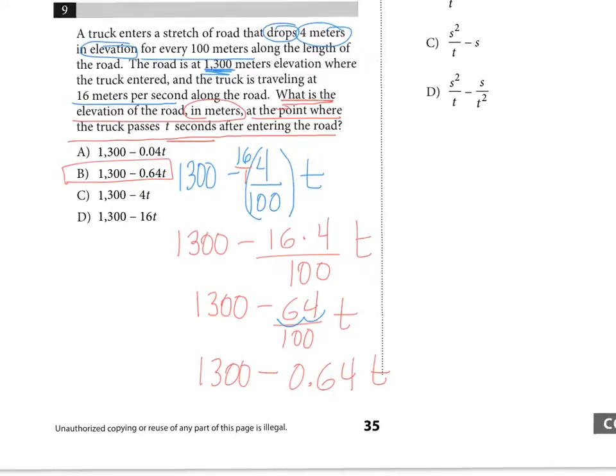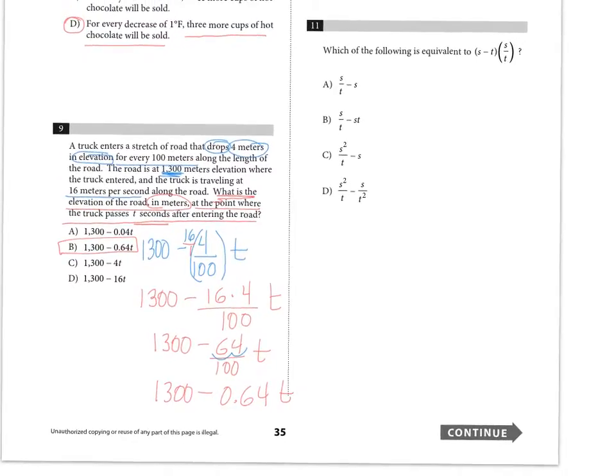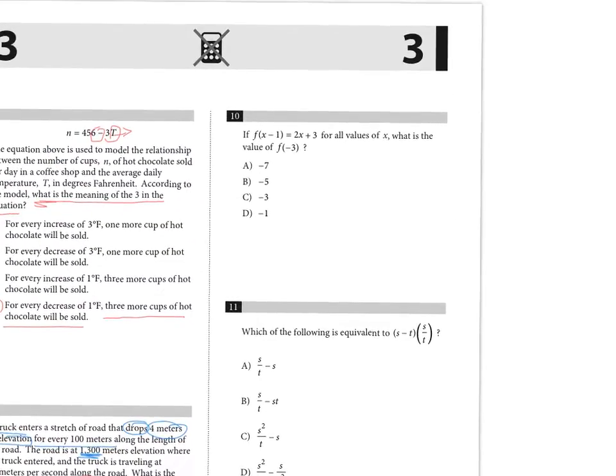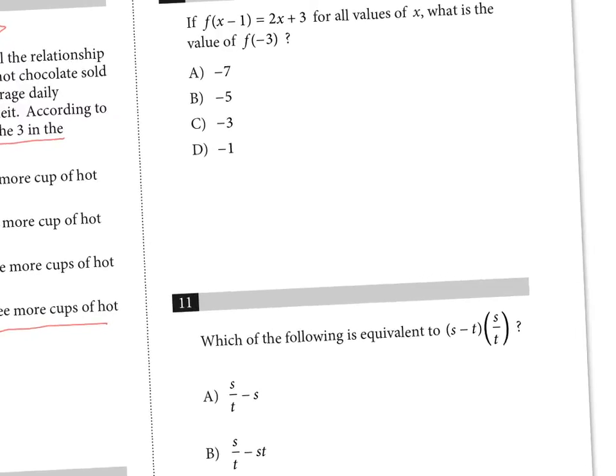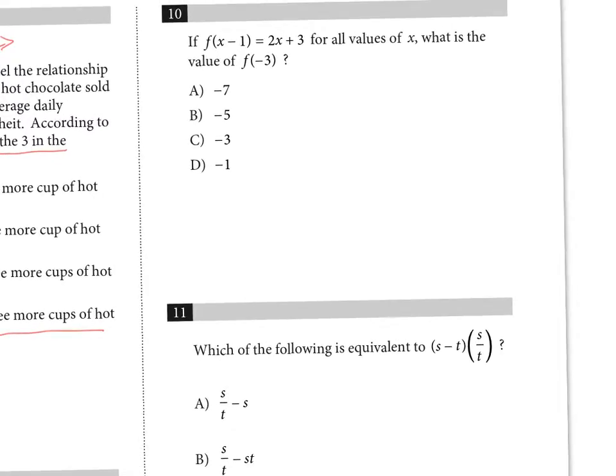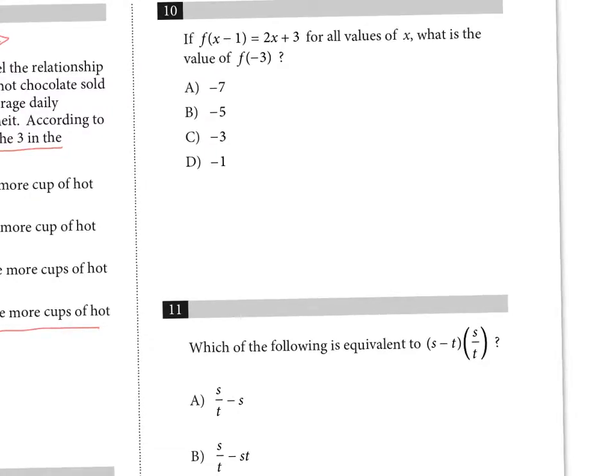And now question number 10. In number 10, it says if f of x minus 1 is 2x plus 3, for all values of x, what is the value of f of negative 3? Well, what I can do, I can say, the inside of the function is supposed to be negative 3. So x minus 1 is supposed to be negative 3.